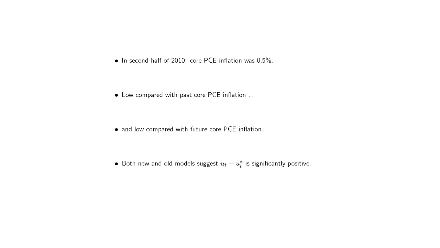This is pretty much the lowest observation that we've seen for this series in the last 50 years. It's low compared to the previous observations of core PCE inflation. And it's low compared to future core PCE inflation, which is expected to be in the low ones during 2011. So both new and old models suggest that the gap between unemployment rate and the natural rate is significantly positive. So here what we're doing is going to inflation, trying to infer the state of demand from inflation, and then using that to figure out something about the gap between unemployment and the natural rate of unemployment.